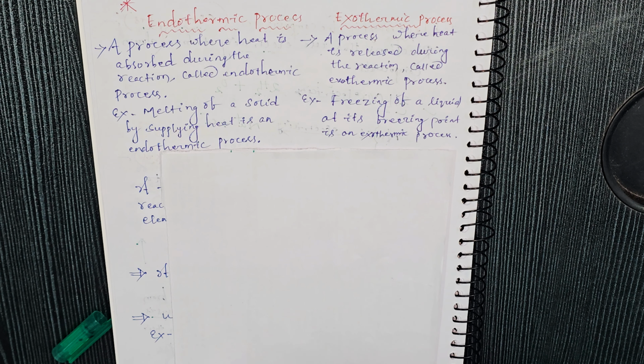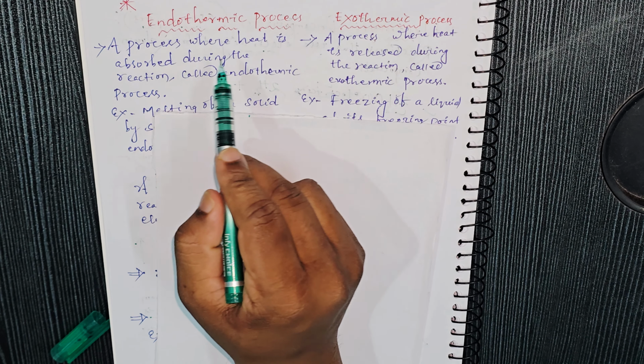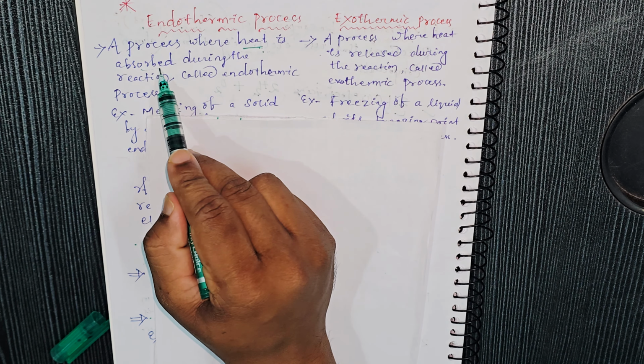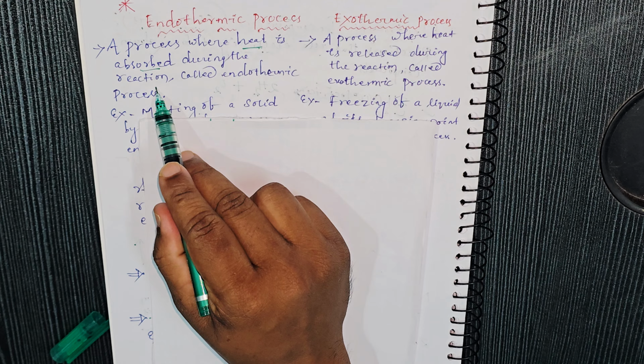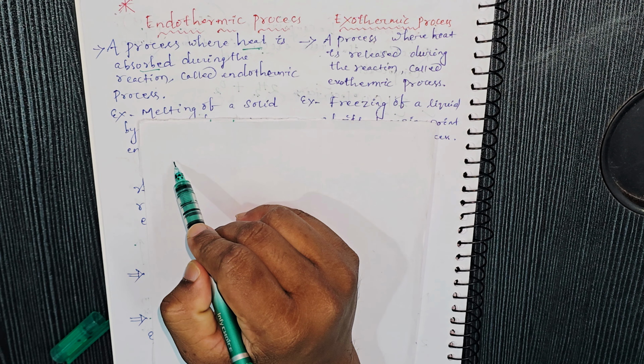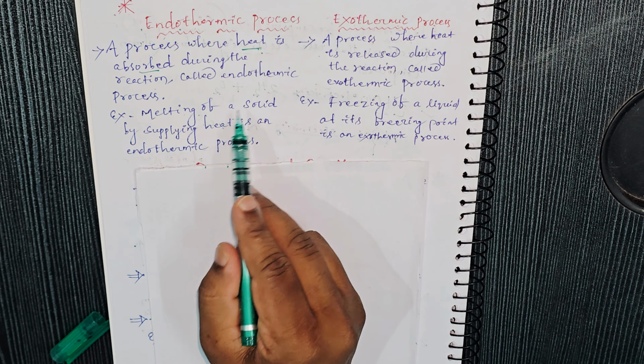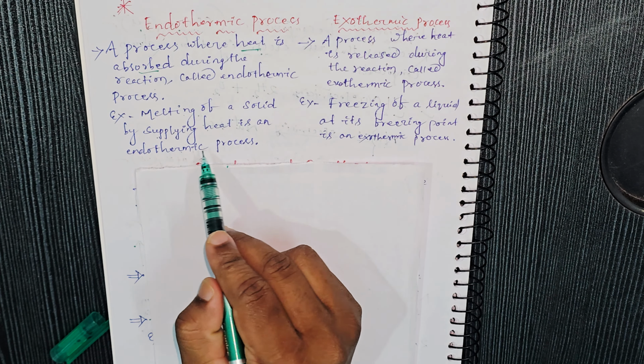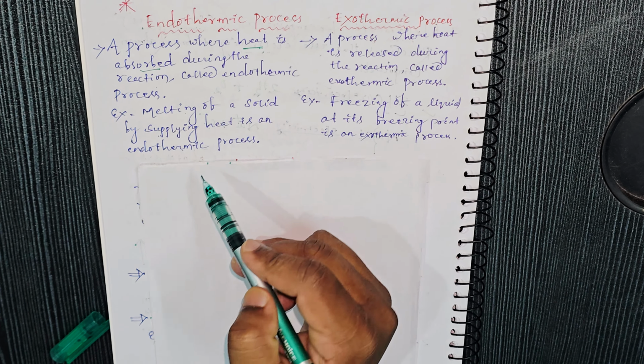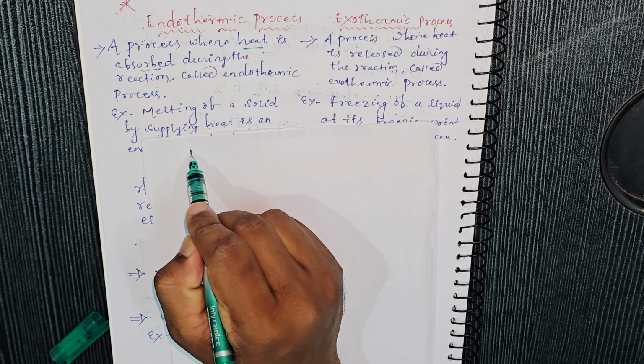So starting with endothermic process and exothermic process, let me tell you, a process where heat is absorbed or gained during the reaction is called an endothermic process. For example, melting of a solid by supplying heat is an endothermic process. I hope this is clear. If you take a piece of ice cube and after some time it becomes water, that means this ice cube has absorbed heat from the surroundings. So that's why it is an endothermic process. I hope this is clear.